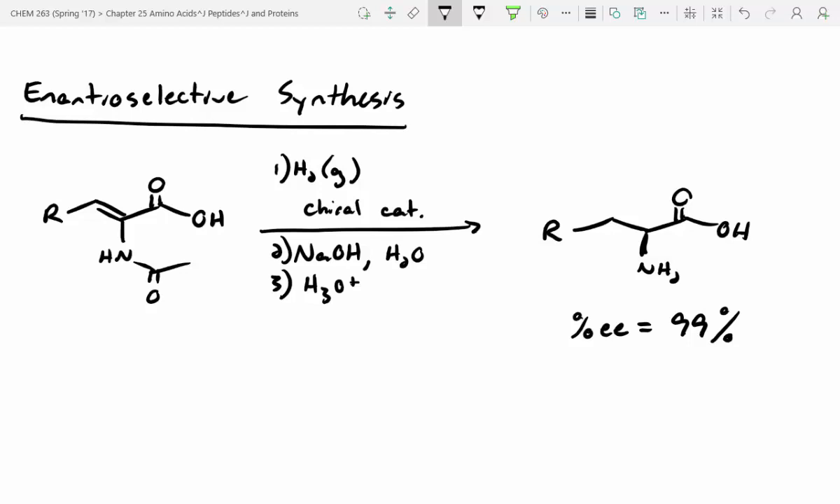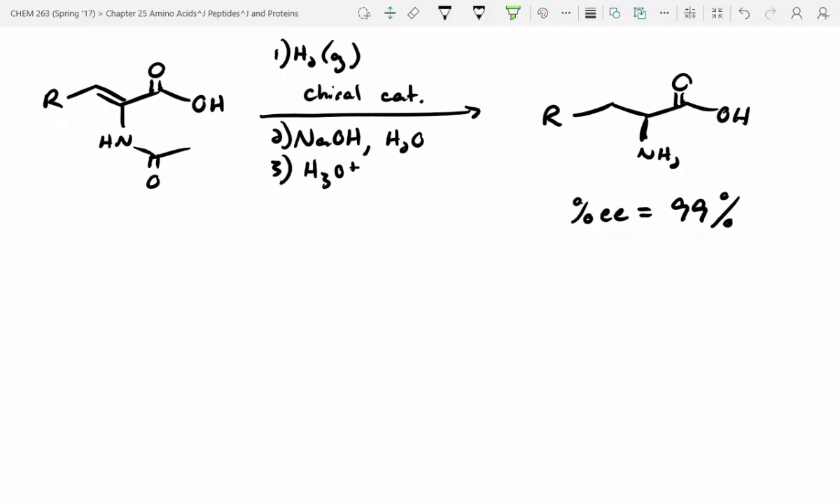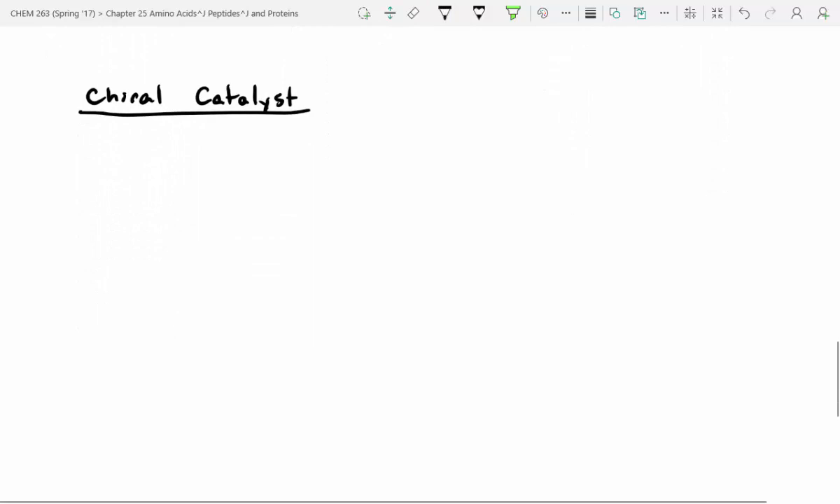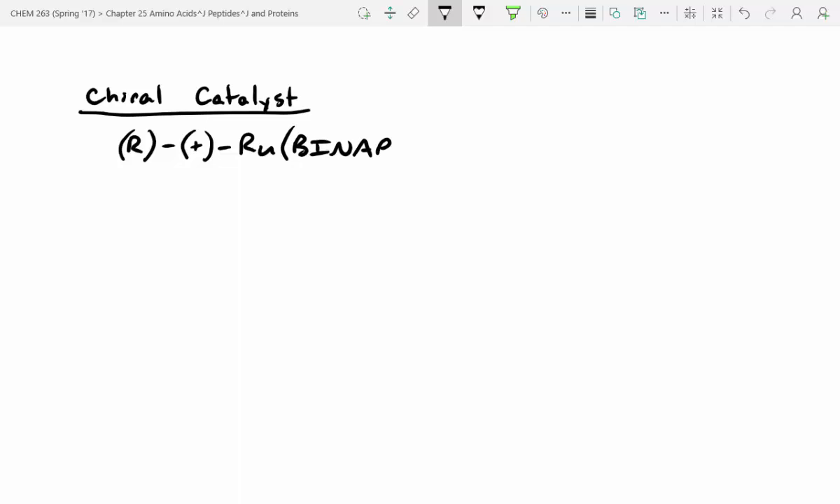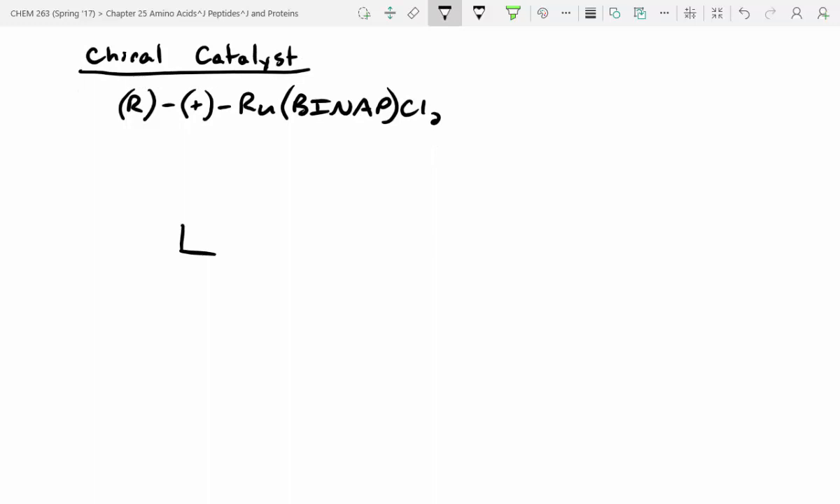So the chiral catalyst that's used for this is pretty crazy. I'm not going to expect you guys to remember this, but I'll show you guys what it looks like. I really like these catalysts because they're chiral in a non-normal way. So the chiral catalyst that's used is called R plus ruthenium BINAP dichloride. All right, so what you have are these aromatic rings.